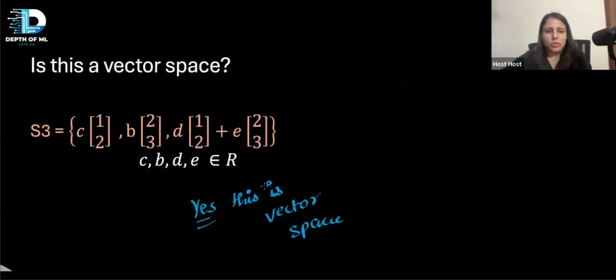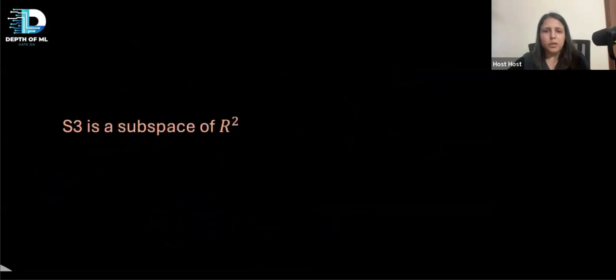Okay, so this is a vector space, fine. We saw that all the linear combinations of these two vectors and also the multiples of these two vectors are in the set S3. So S3 is a vector space. Fine. Cool. Now another question.